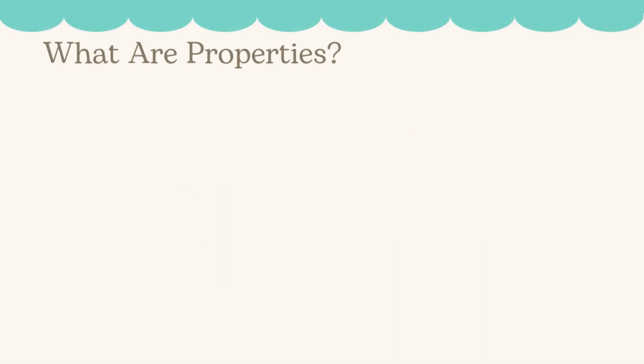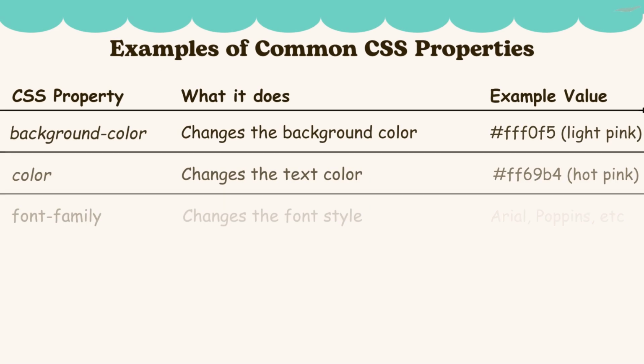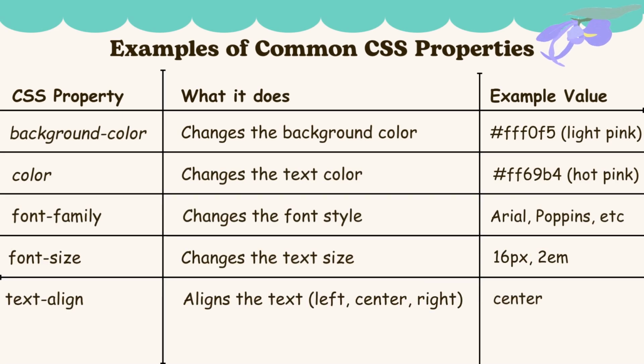A CSS property tells the browser what to change. Each one uses a colon and a value, like color: red, to make your text red. Some popular properties are background-color, font-family, font-size, and text-align. These control how your site looks and feels.